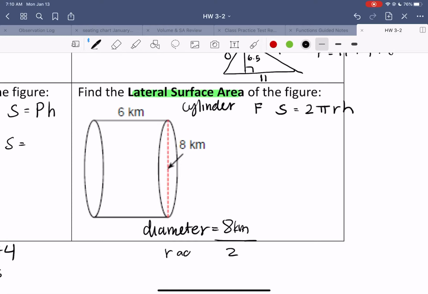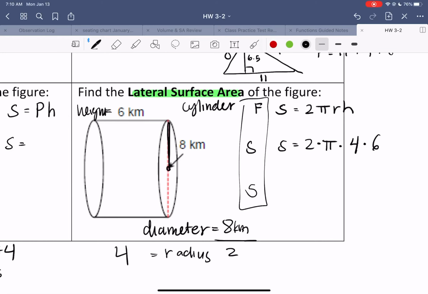So our radius is going to be half of this. So this is our radius, and then this is going to equal our height. It doesn't matter which way it's laid. Substitute here. We're going to have 2 times pi times 4 times 6. From there, you should be able to solve that and get an answer in kilometers squared.